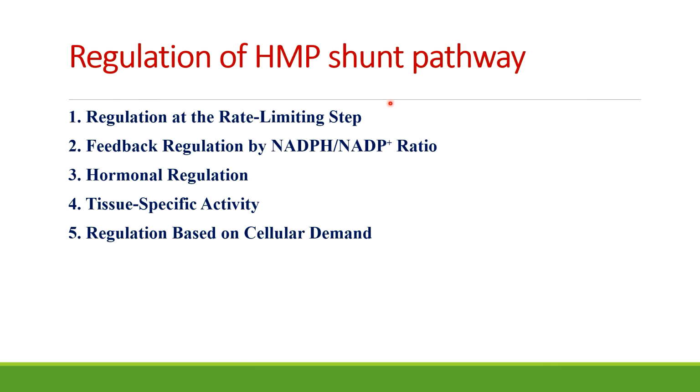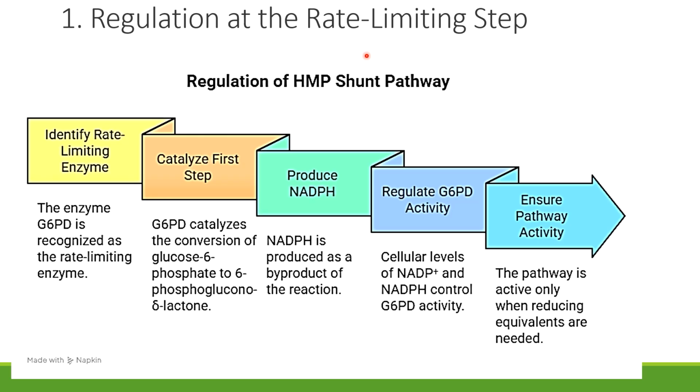Coming to regulation of HMP shunt pathway. So this regulation is by 5 methods. You have regulation at rate limiting step, feedback regulation by NADPH or NADP plus ratio, hormonal regulation, tissue specific activity, regulation based on cellular demands. First regulation is regulation at rate limiting step.